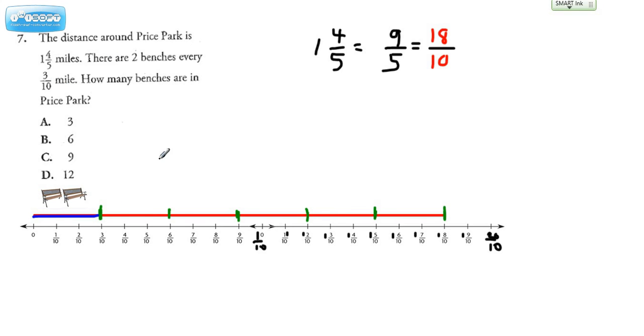Now when you get a problem like this, there's actually 2 steps involved here. It's best to model the problem. And even though if we're talking about the distance around a park, it's probably a rectangle or a circle or something like that, we're just going to represent it in a linear format. And we are also going to use the 3/10 chunks because they're talking about tenths.